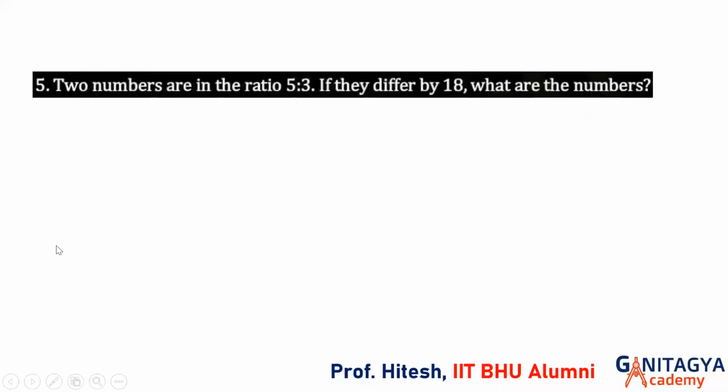The next question is, two numbers are in ratio 5:3. If they differ by 18, what are the numbers? Very easy question. See, two numbers are in ratio 5:3, so let us say the numbers are 5x and 3x. Very easy. So the numbers are 5x and 3x.